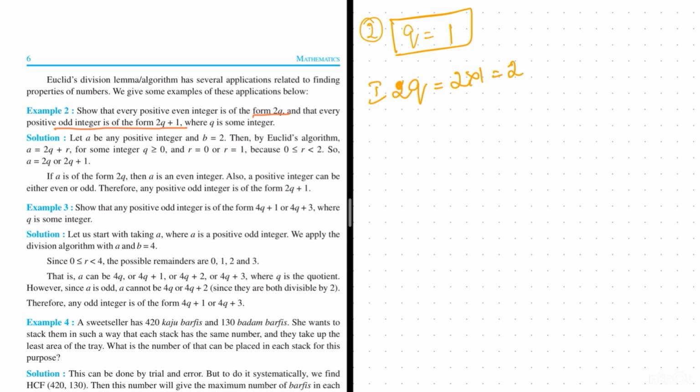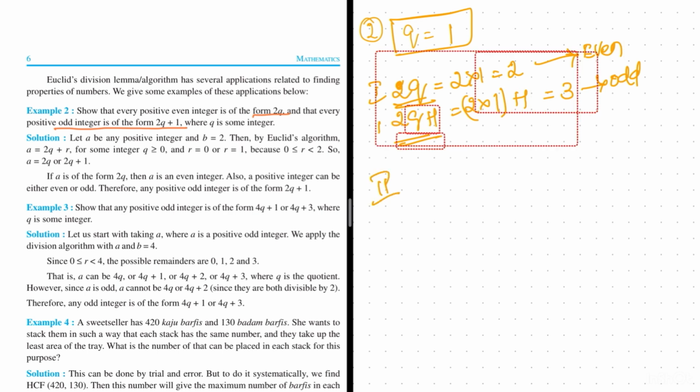This is our first case. Then 2q plus 1 is equal to 2 into 1 plus 1, that is 3. This is our case 1. So this is an even integer, that is for 2q, and this is an odd integer, that is for 2q plus 1.